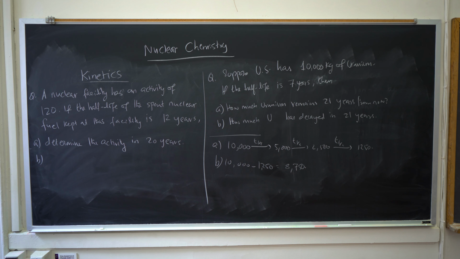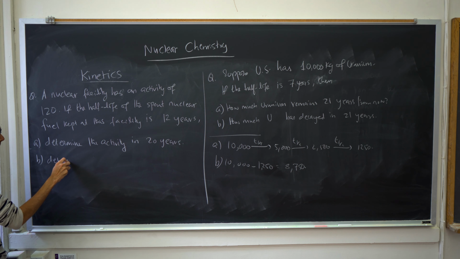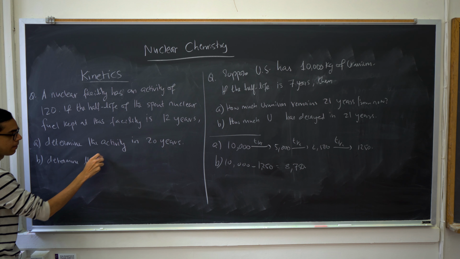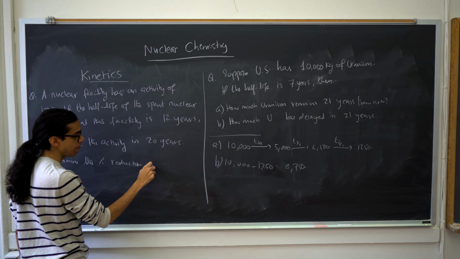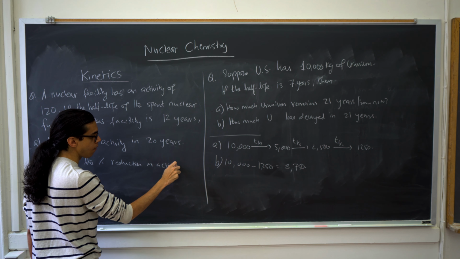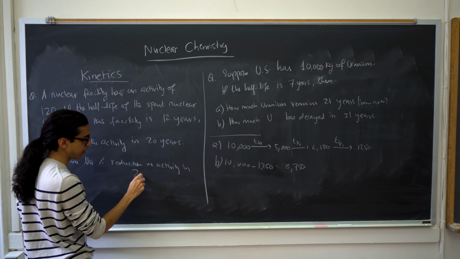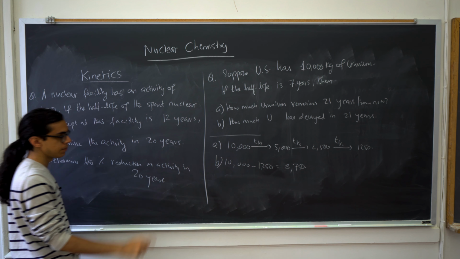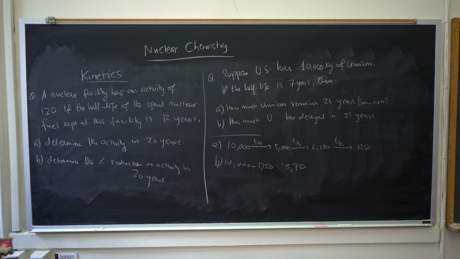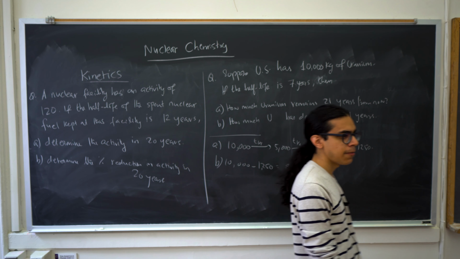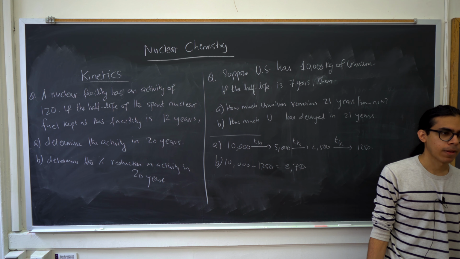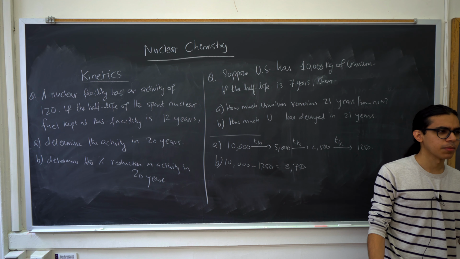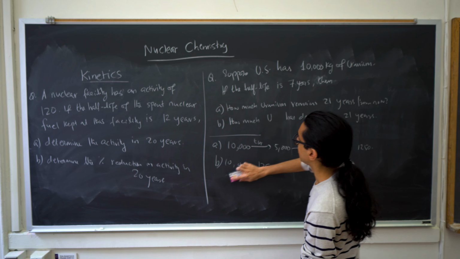Same question could be asked in a slightly different way. Determine the percent reduction in activity in 20 years. Okay. Activity has some units. I forget. Look it up in your textbook. Becquerel, Curie, something. I don't know. Some units.